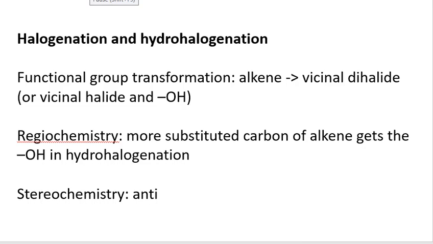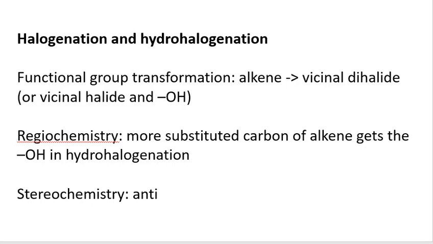Halogenation and hydrohalogenation are two closely related reactions. They have the same reaction mechanisms. In halogenation, we wind up with vicinal dihalides, meaning halogens are bonded to adjacent carbons. In hydrohalogenation, one of those carbon halogen bonds becomes a carbon OH bond.